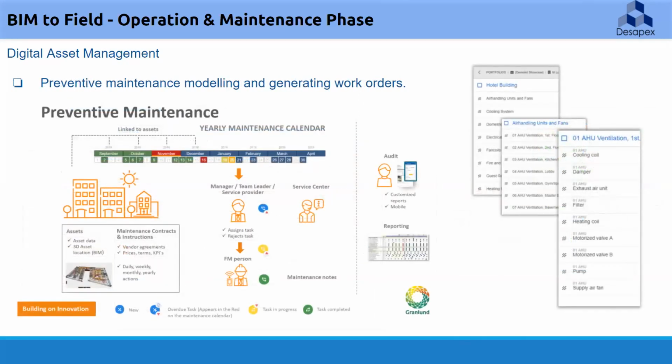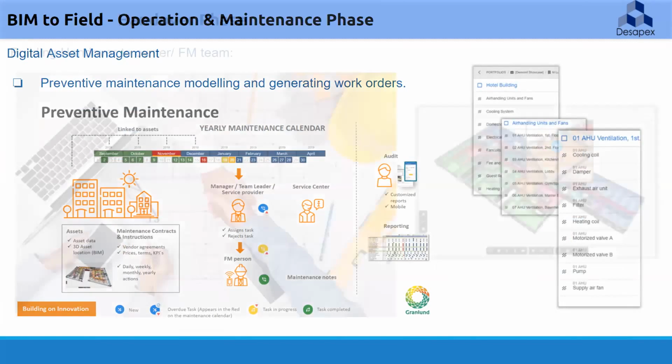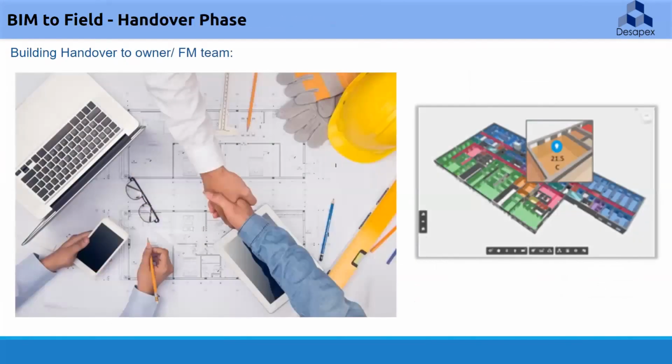Both preventive and corrective maintenance require the generation of work orders. With a BIM model, the FM team can remotely check the warranties of faulty equipment and directly generate work orders. Handover to owner or FM team. Handover of the project to the building or FM team: a digital handover allows structured handover of design and construction documents, which will support building owners for asset operation and maintenance at the project end.